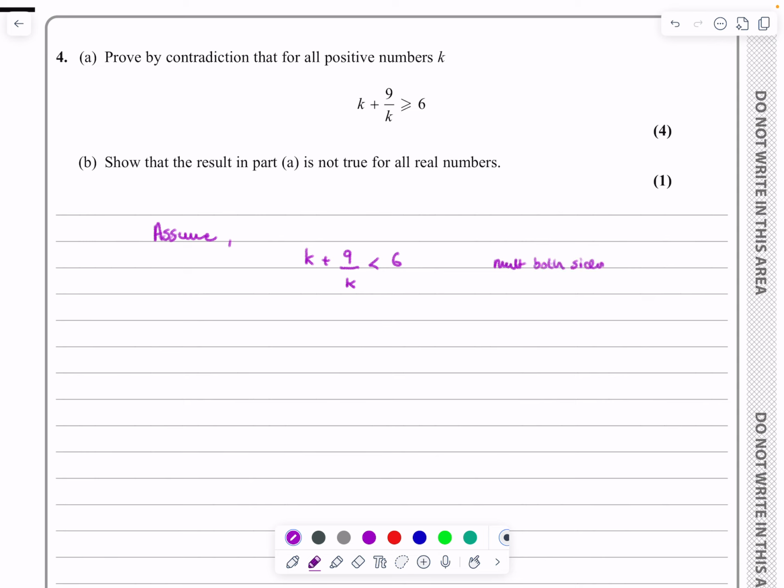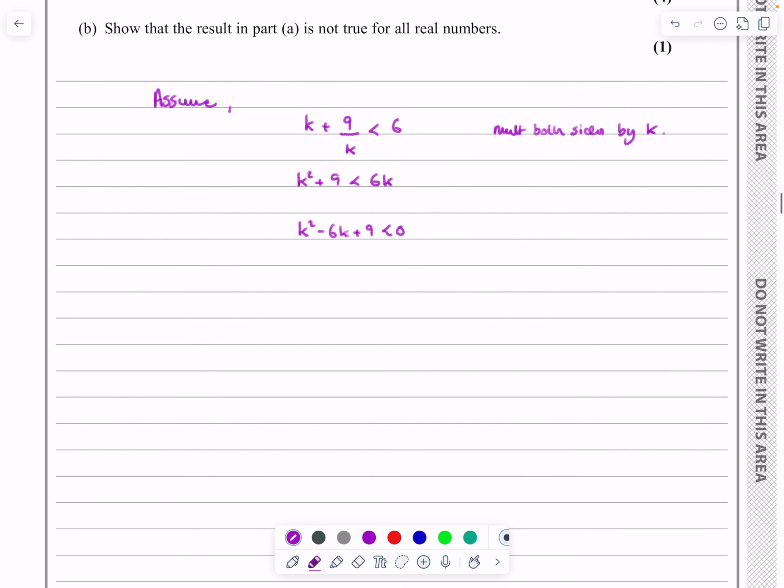You would not be able to do that if we didn't know that k was positive. If k is positive, then it's okay to multiply by k on that side and by k on that side because we know it doesn't change the inequality. If k was negative, the sign would need to change, but k isn't negative, so I'm okay to have that part. Make that into a quadratic inequality with 0, so k squared minus 6k plus 9 less than 0.